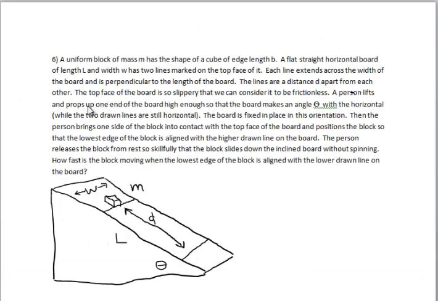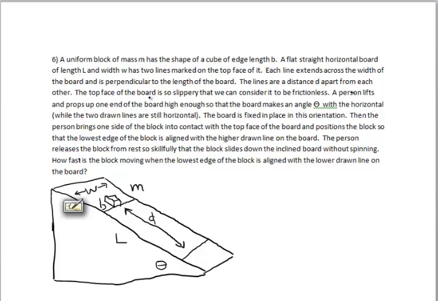All right, the second problem, number 6. A uniform block of mass M has the shape of a cube of edge length B. Edge length B right there. Let me write that in there. B. A flat, straight, horizontal board of length L, width W. So length L, width W. Has two lines marked on its face. There's line 1, there's line 2. Each line extends across the width of the board and is perpendicular to the length of the board, and that's how I showed it there. Lines of distance D apart, there's D, from each other.